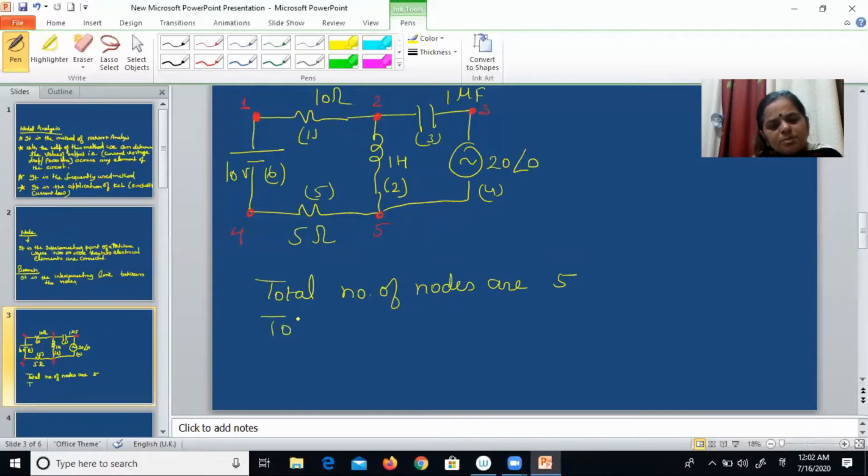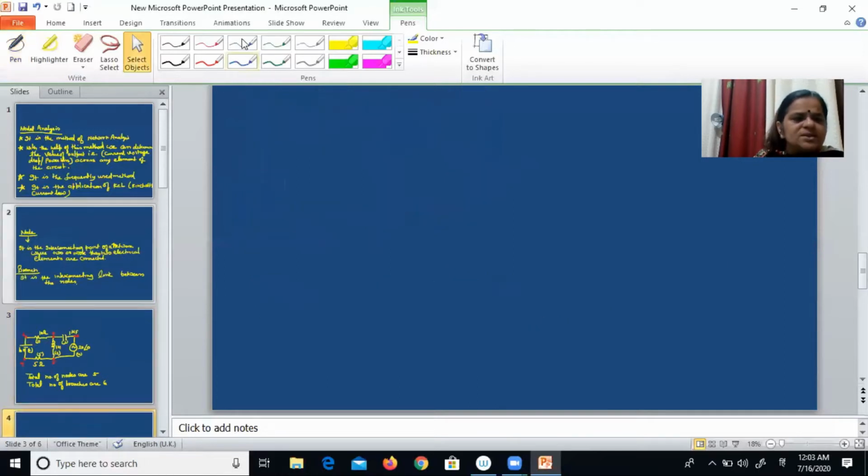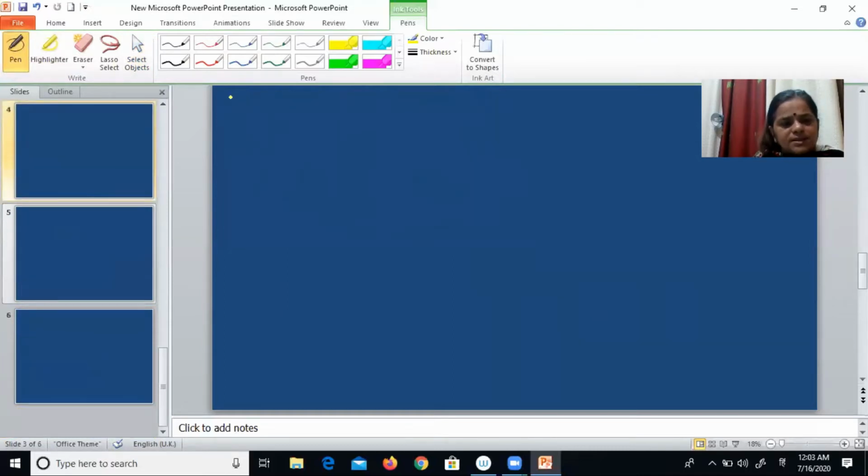So the total number of branches... I think now it is clear how to identify the nodes in a given circuit and how to identify the branches. As the given circuit has 5 nodes, the number of branches available in this circuit is 6. Now let us try to understand the steps of nodal analysis.